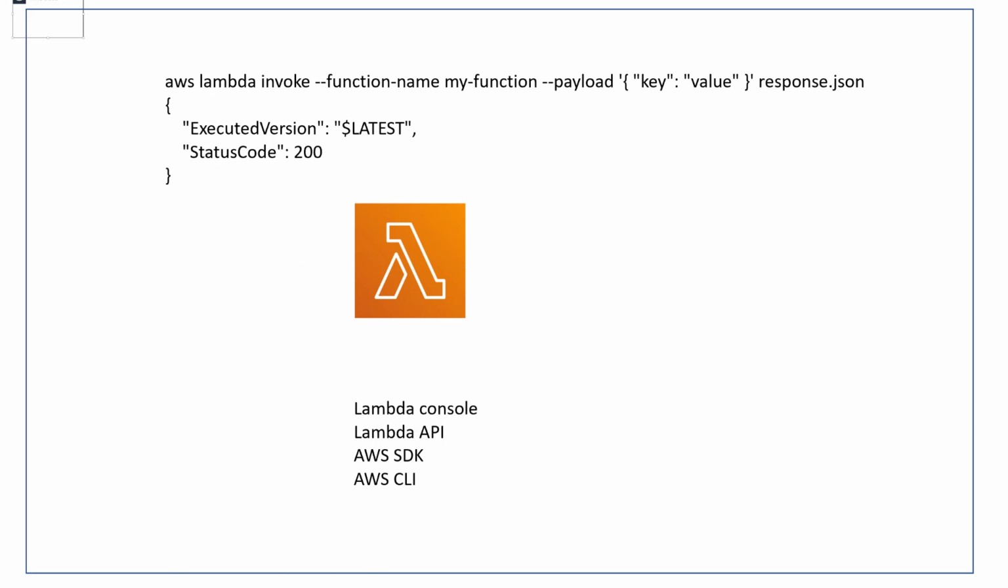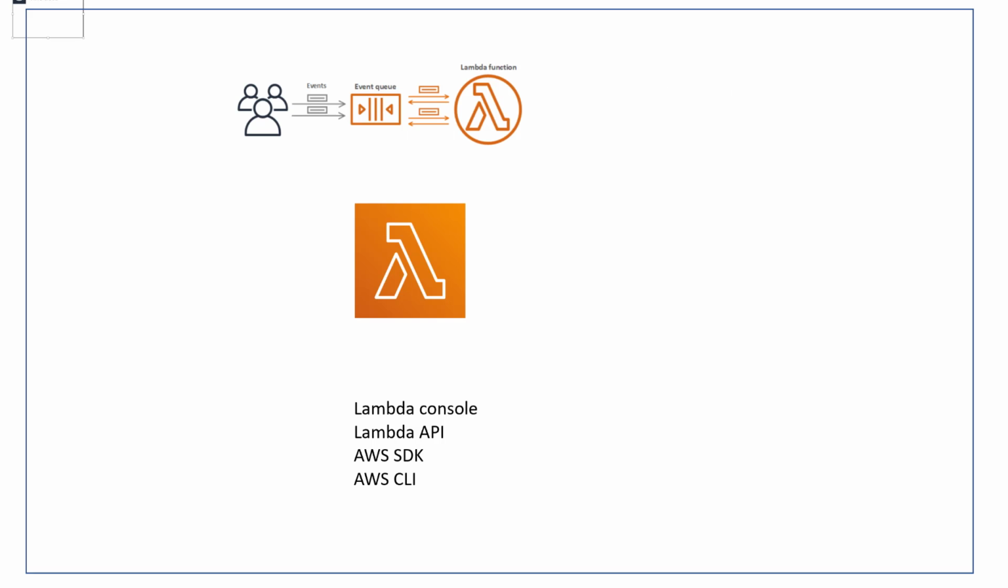If you were to run a Lambda function synchronously, this is how you would invoke it. You just need to give the name of the function, the payload, and you can give a response.json. Once the function has been invoked, the response.json file will have the output for that particular Lambda function. The second way of invoking a Lambda is asynchronously. In this, the client sends a request to the event queue and it gets back a response instantaneously. The client does not wait for the Lambda function to execute.